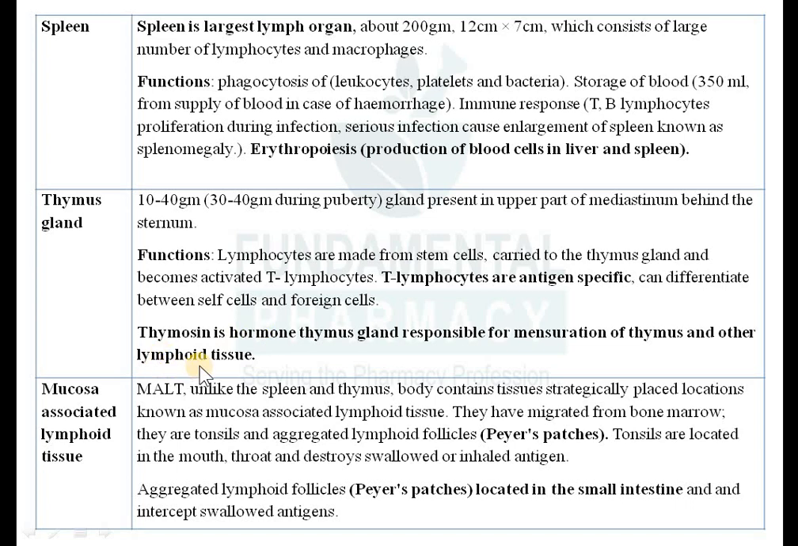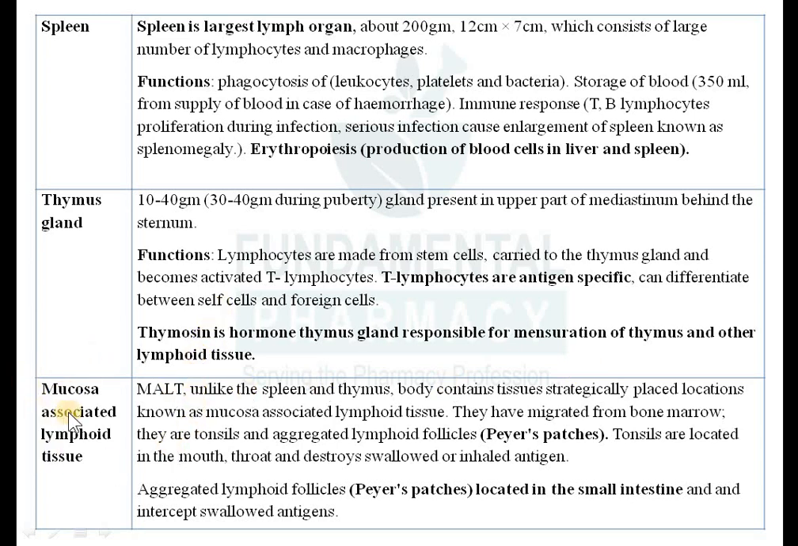Then okay, there is one hormone known as thymosin, which is released by this thymus gland. Remember, thymosin is a hormone of the thymus gland, and it is responsible for the maturation of thymus and other lymphoid tissue. So thymosin is responsible for the maturation of thymus and other lymphoid tissue.